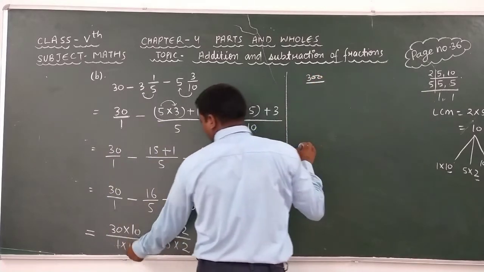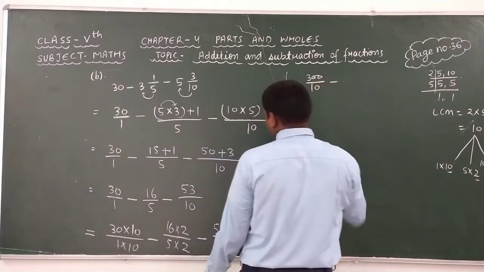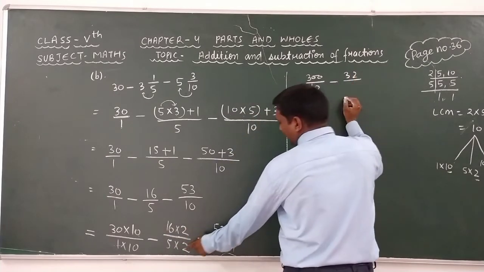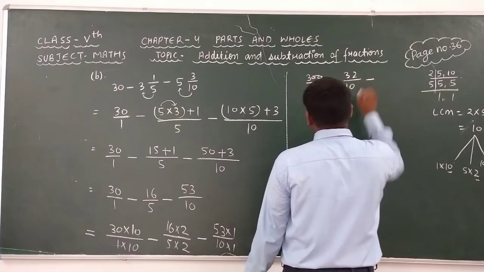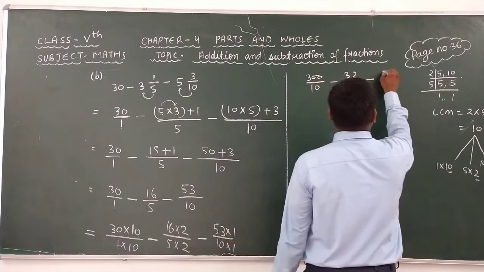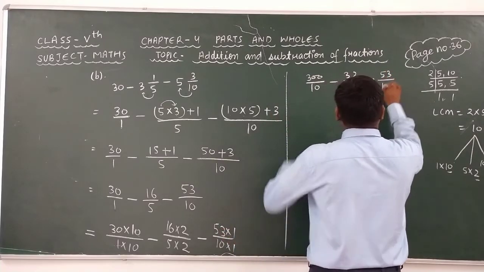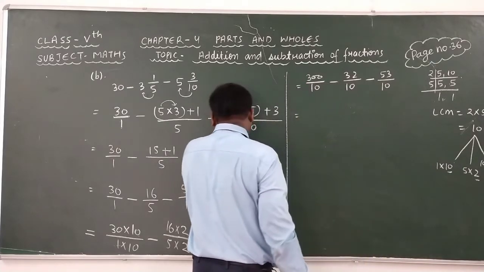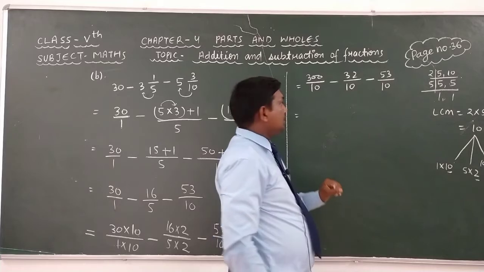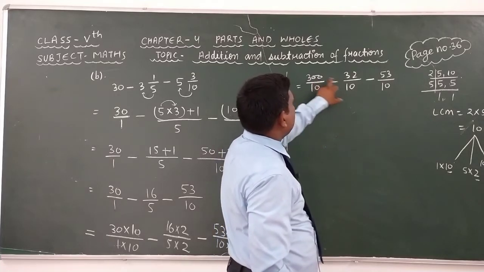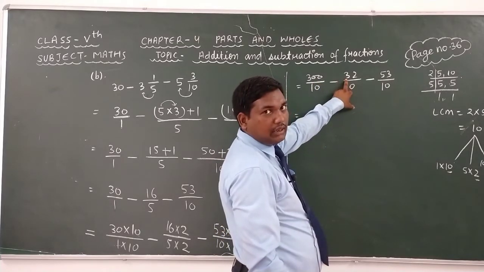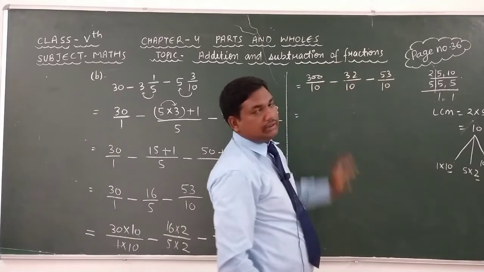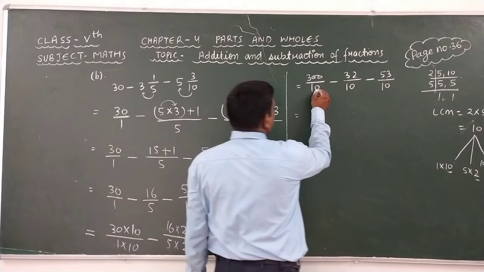Okay, after multiplying these we get 30 10 is 300 over 10 minus 16 2 is 32 over 10 minus 53 1 is 53 over 10. Okay, distance. Look at here carefully. In this fraction, firstly we have to subtract this and this. Okay, then after we have to subtract this from given result.